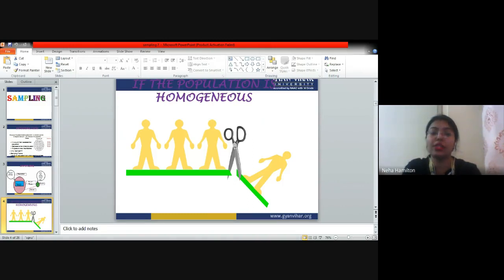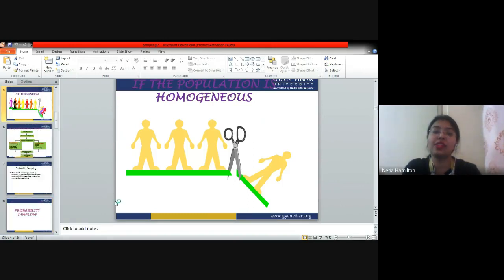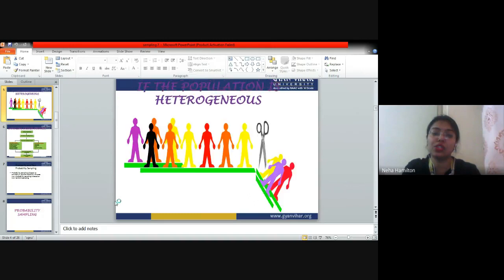Okay. Now let's move to the next slide. Now this is an example of heterogeneous population. That means individuals are different, they have differences in opinions. As you can see, there are two levels also. Three people are there at the back and the rest of the people are there in the front.